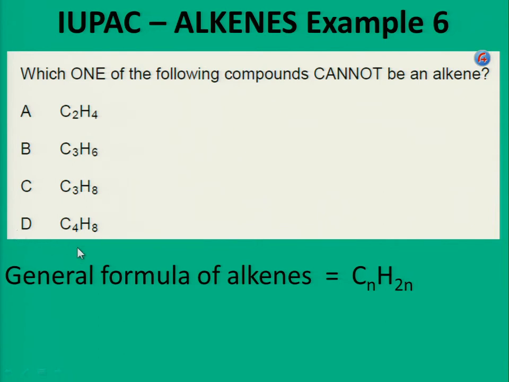Let's look at D, C4H8. That is also an alkene. So therefore the answer can only be C, since the question is which one of these cannot be an alkene. The answer is then C because 2 times 3 is not 8.